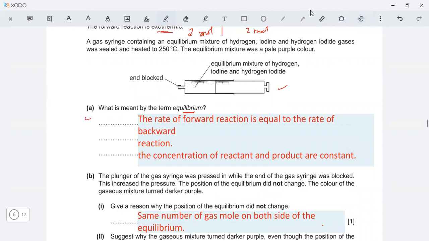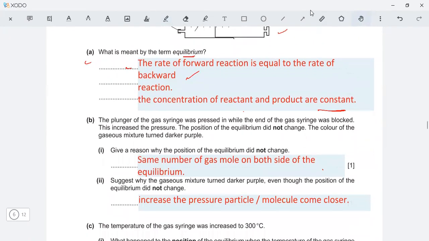What is meant by the term equilibrium? So very simple. Equilibrium means equal conditions, supposed to be equal, right? The rate of forward reaction is equal to the rate of backward reaction. That is the appropriate definition for equilibrium. Or you may write it like: the concentrations of reactants and products are constant. So that is also a definition of equilibrium.